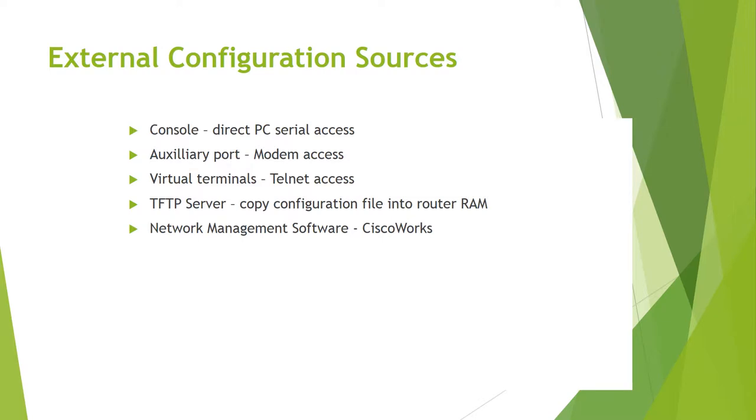External configuration sources: console, direct PC serial access, auxiliary port, modem access, virtual terminal, telnet access, TFTP server, copy communication file into router RAM, network management software, Cisco Works. This is a software, Cisco Works, which we use for network management.